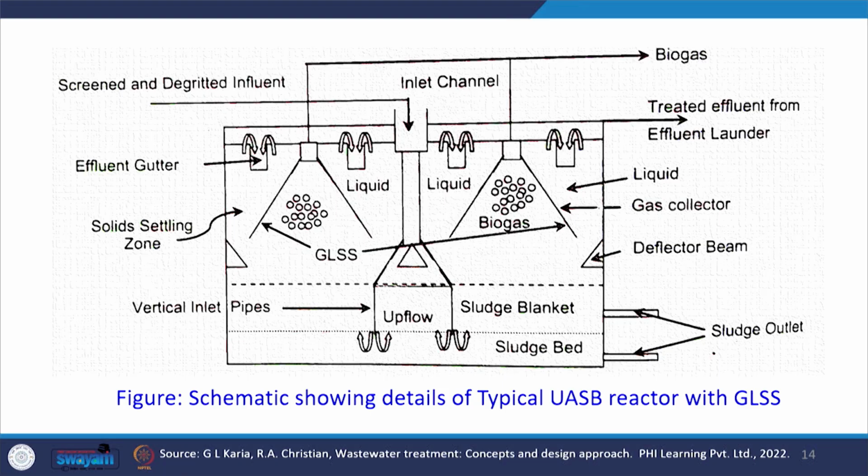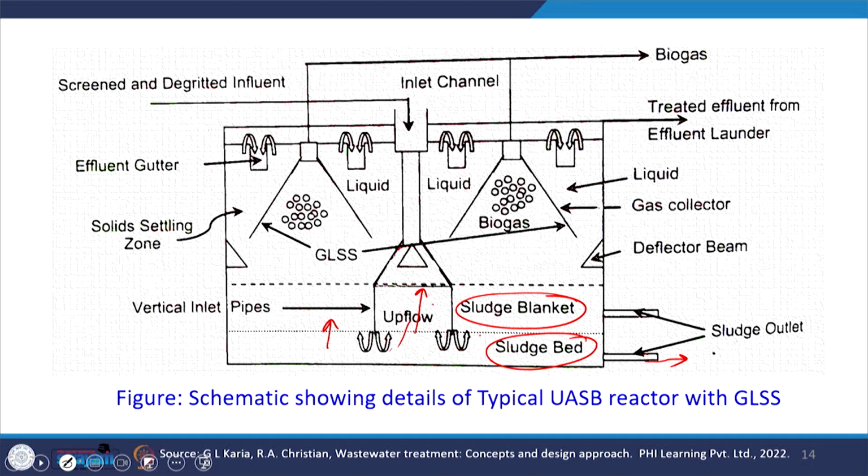This is the schematic showing details of the typical UASB reactor. So, we have an upflow reactor. We can see vertical pipes are there. We have upflow. Now, this is the sludge blanket and ultimately the sludge bed, from which the sludge will be taken out. The water will be distributed here. Now the flow will go up.